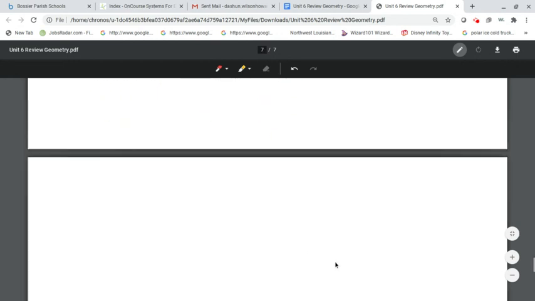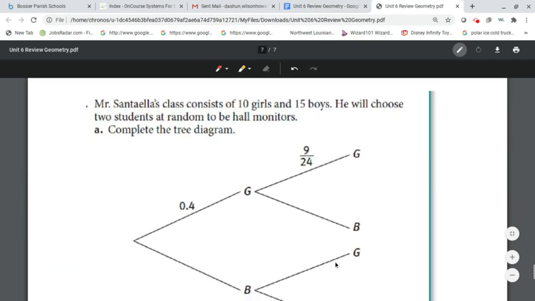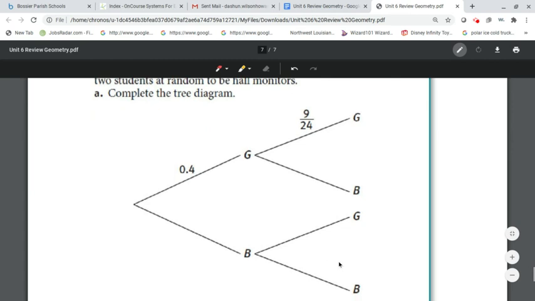Okay. And the last one, using the tree diagram, complete the table. I gave you the missing part, so let me write these right quick. So this is 15 over 24. This is 0.6. This is 10 over 24. And this is 14 over 24.